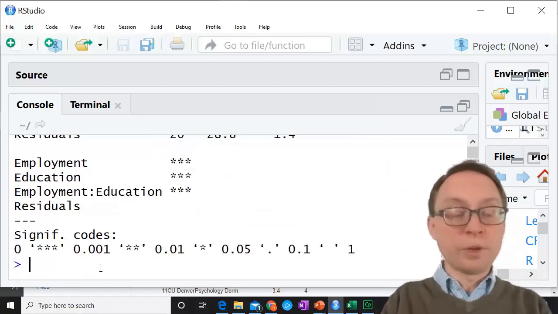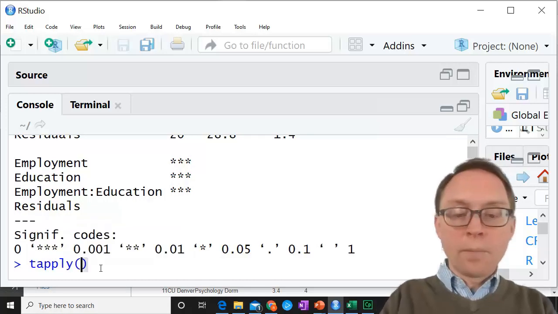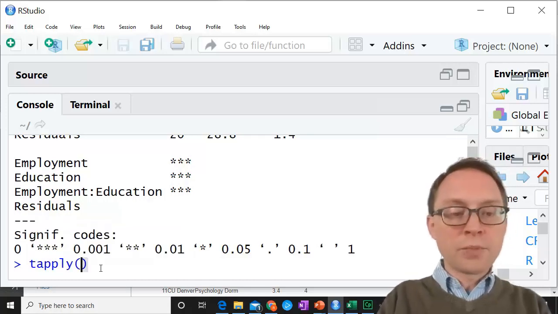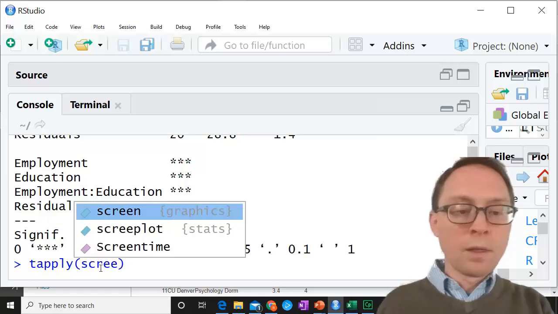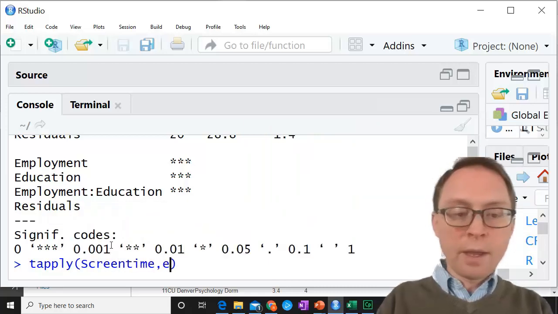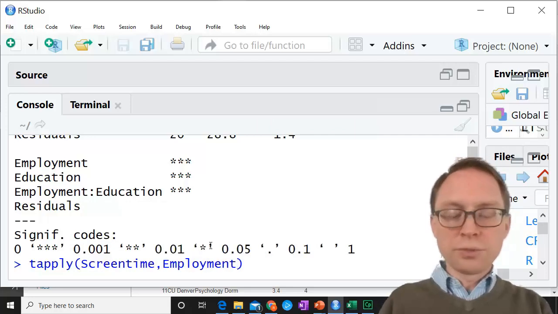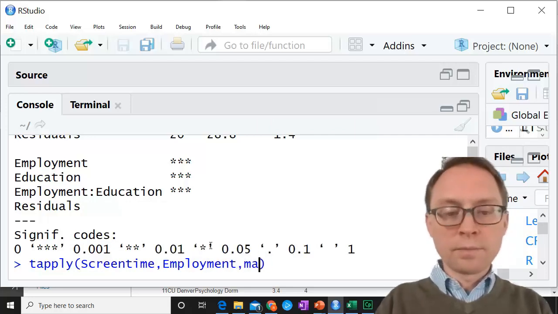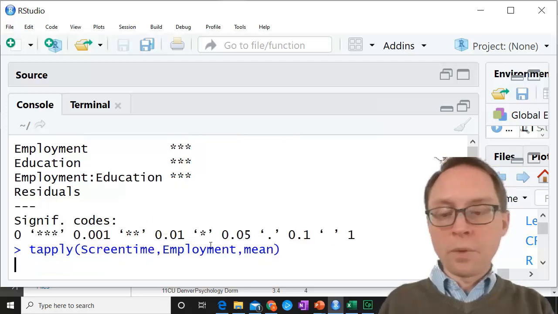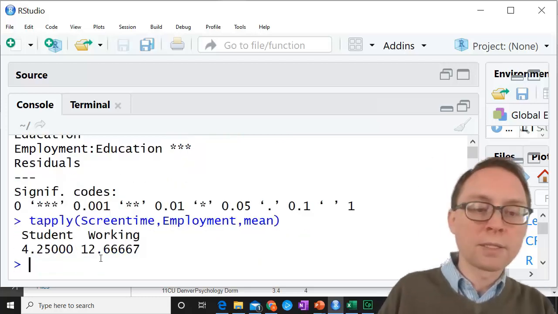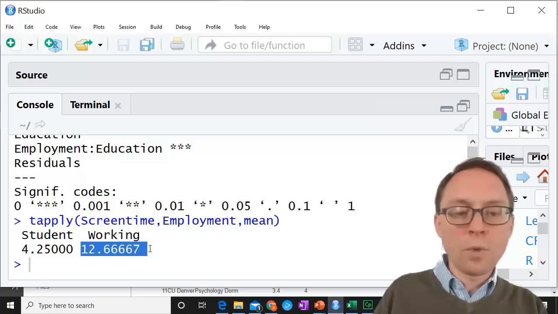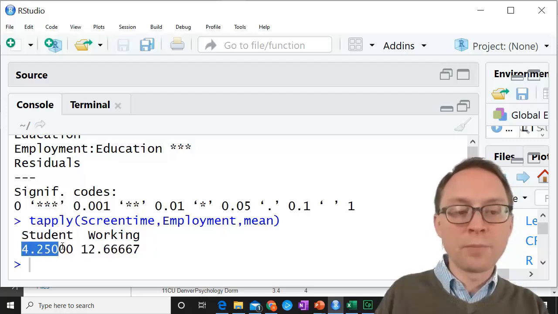So here's what I'm gonna do. Let's go ahead and look at the main effects first. Now, we'll get the t-apply. In this case, we're looking at screen time, screen time separated by employment. This is going to compare students to workers. And when we do that, we get people who are working watch significantly more screen time than people who are students.